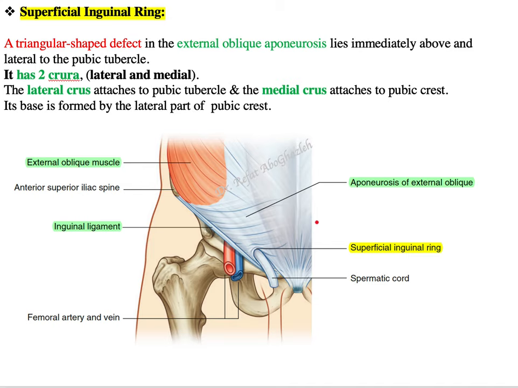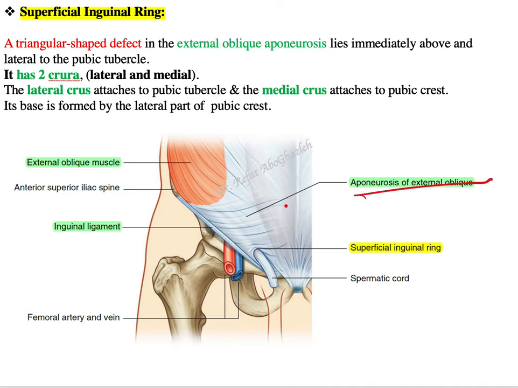Okay, what you can see in the aponeurosis of external oblique, look at it here at the end of it. There is a kind of defect, an opening here in the aponeurosis of external oblique. This opening, guys, is known as the superficial inguinal ring. This is the inguinal region, and this ring is the superficial one because we have a deep one. I will show you later.